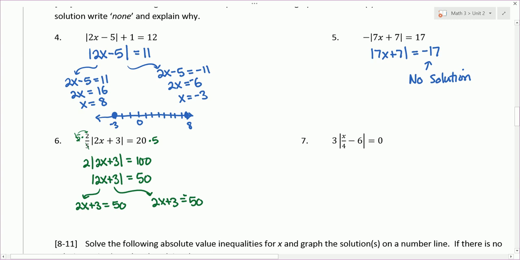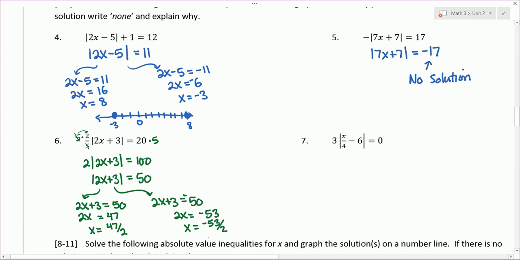Solve both equations for x. So first one, 2x equals, subtract 3 and you get 47. So x is 47 over 2. And on the second equation, again subtract 3, 2x is equal to negative 53. Divide by 2, x is negative 53 over 2.